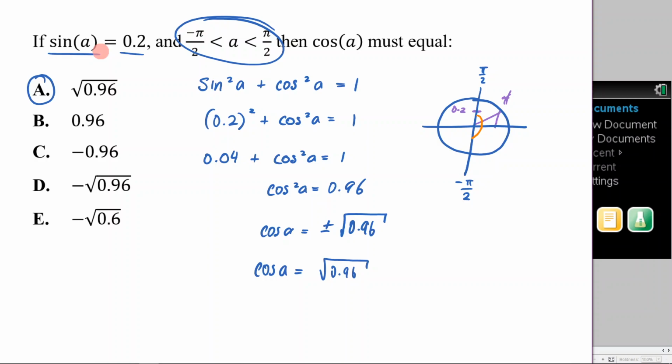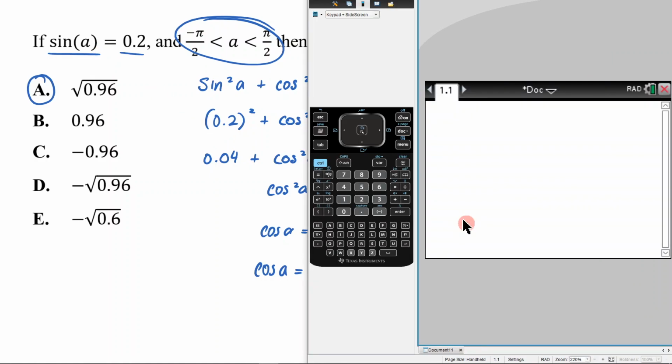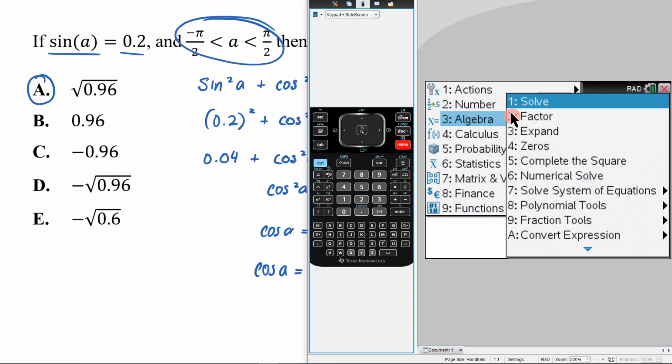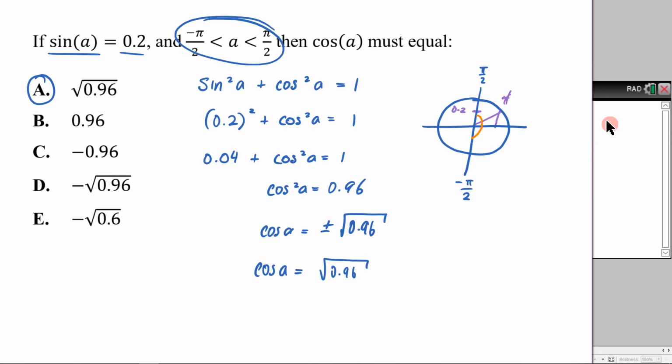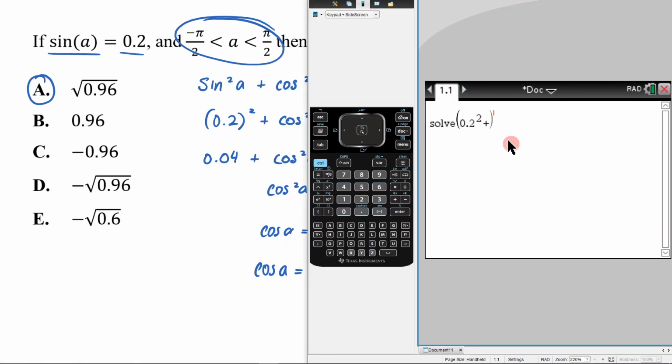Now, you might be asking yourself, could I answer this with my CAS? You can. Let me show you how you would go about that. So you would come here, and you would type in the following. You'd go menu, algebra, solve, and I know it's 0.2 squared, so let me put that in. It's going to be 0.2 squared. Then I'm going to plus onto that. Now, instead of putting in cos squared a, I'm just going to put in x. I just want to know what x is. x squared is equal to 1, and I'm solving that for my x.